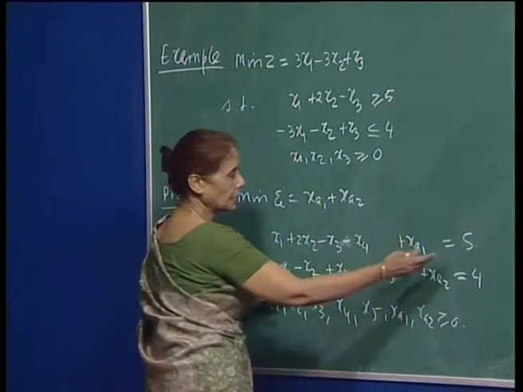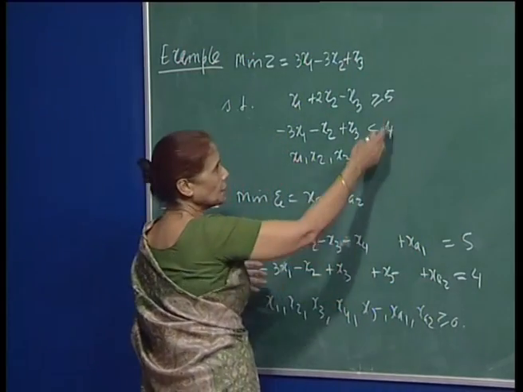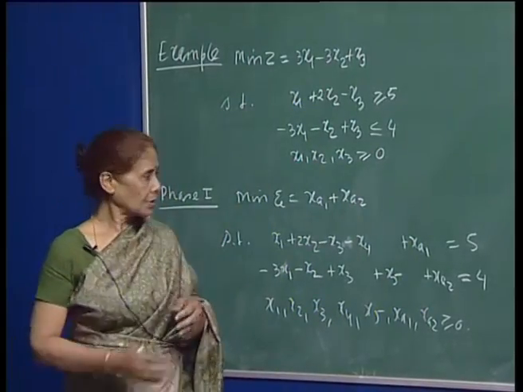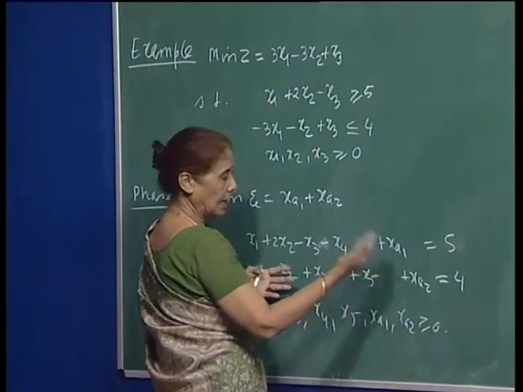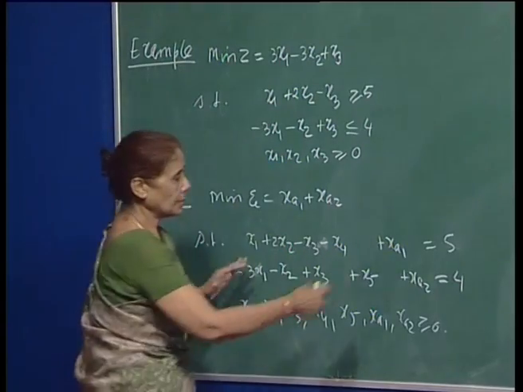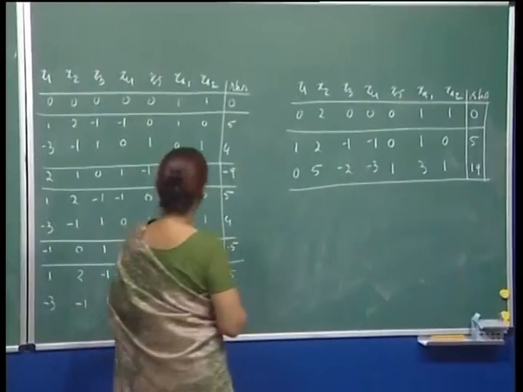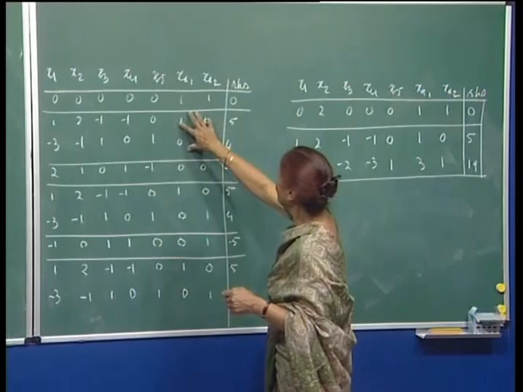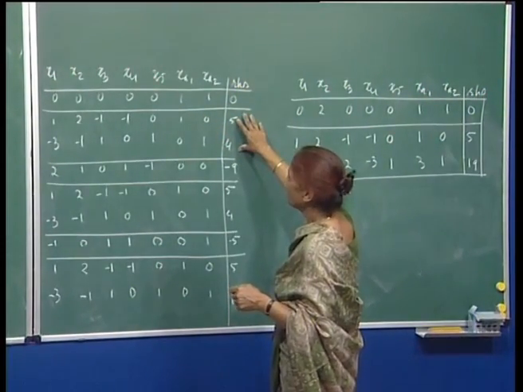So now, because 5 and 4 are non-negative, I can immediately read off the solution. In case one of these numbers was negative, I would multiply by a minus sign, because it is important that my right hand side should be non-negative, and then of course I will add a slack or surplus variable accordingly, and add an artificial variable if necessary. So then my starting feasible solution, let us see, this is the first tableau which I have written out here. So this is my basic feasible solution, basic matrix.